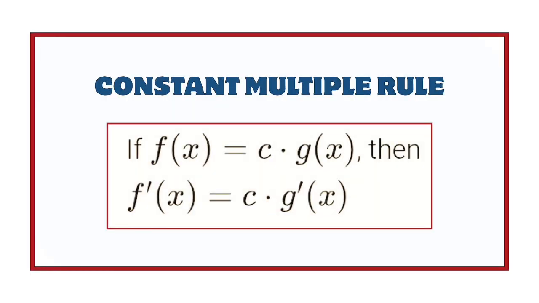Constant multiple rule. The constant multiple rule states that the derivative of a constant multiplied by a function is equal to the constant multiplied by the derivative of the function. This allows constants to be factored out during differentiation. Now let's apply this to the examples.